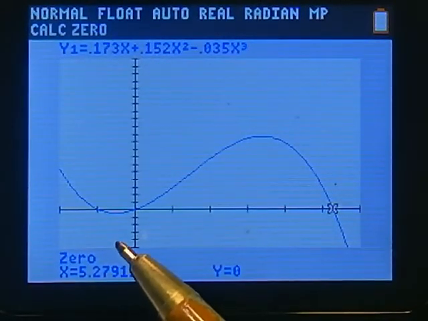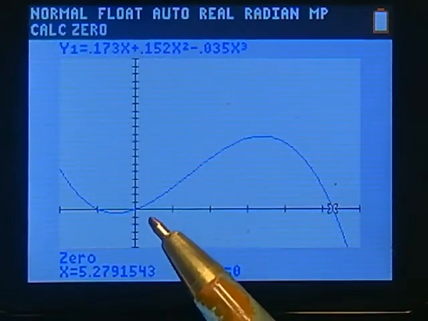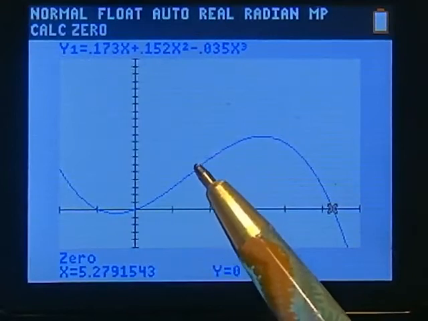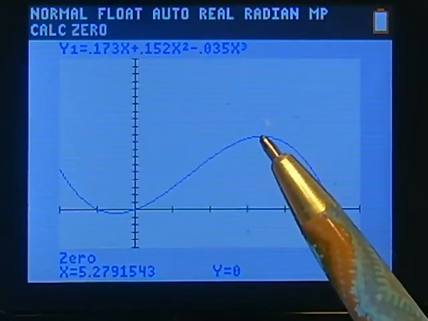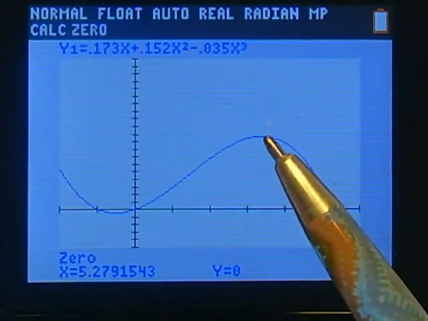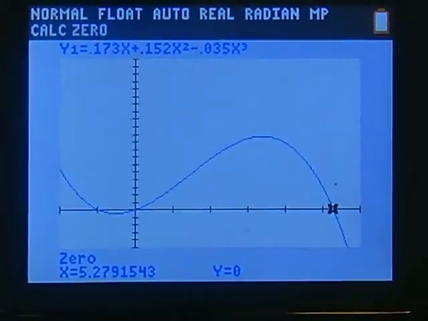And question 35, estimate the time in seconds from the beginning of this respiratory cycle for the lungs to fill to their maximum value. Well, where is the maximum volume? Well, it's right here at the top. It's not really a parabola, but it is what we call a relative max. And so we're going to find that relative max.